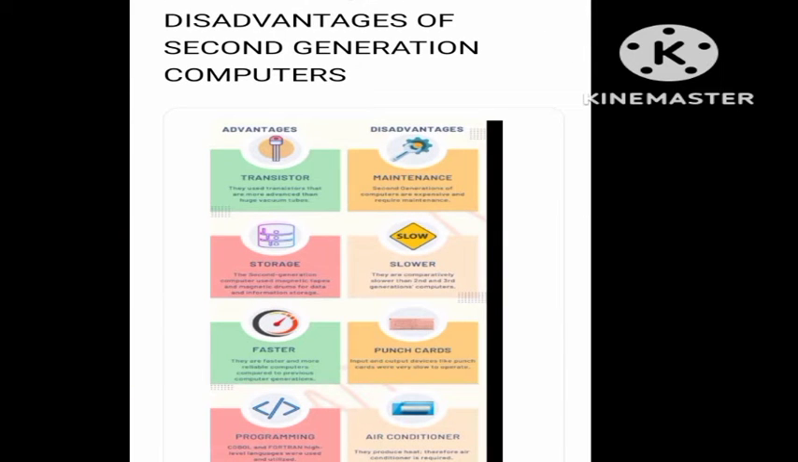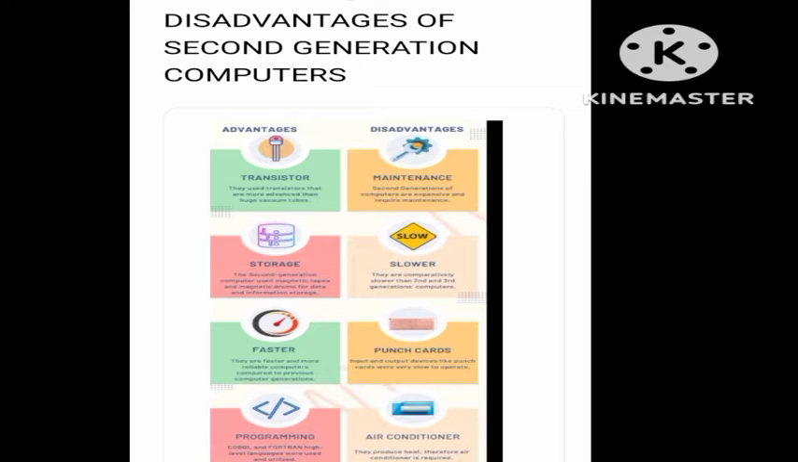Advantages and disadvantages of second generation of computers. First, we discuss the advantages. Transistor. They use transistors that are much more advanced than huge vacuum tubes. Storage. The second generation computers used magnetic tapes and magnetic drums for data and information storage. Faster. They are faster and more reliable compared to previous computer generations. Programming. COBOL and Fortran high-level languages.